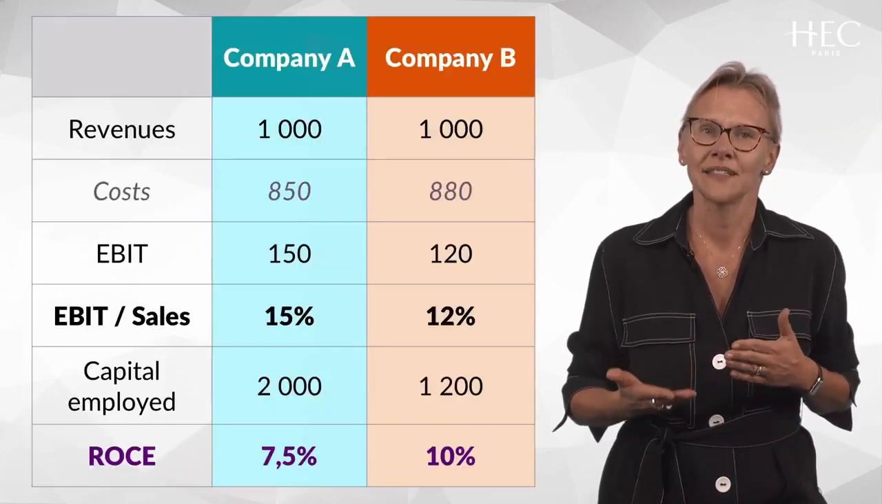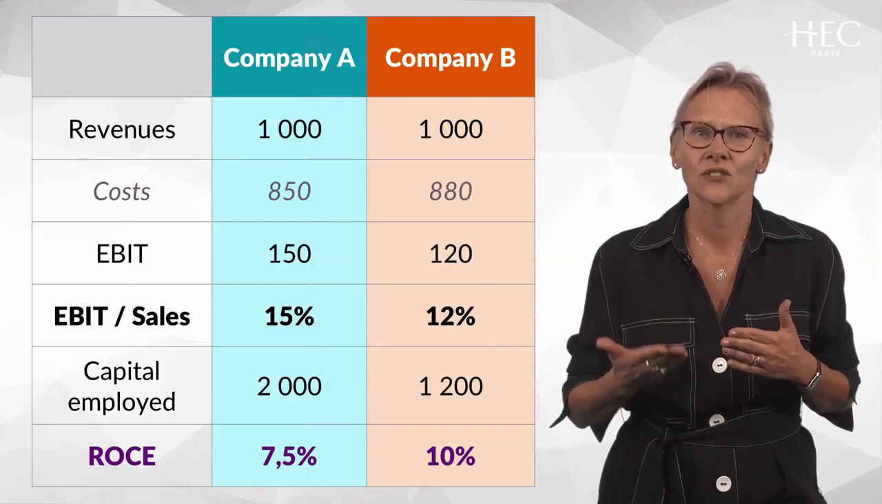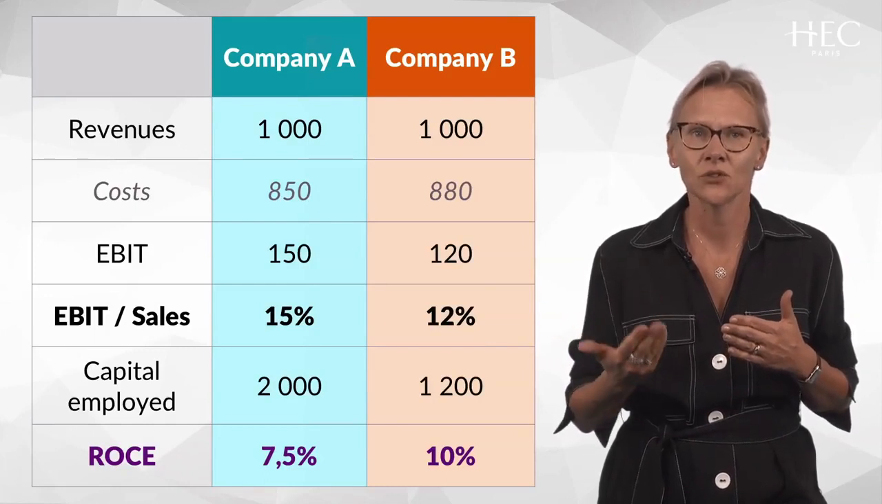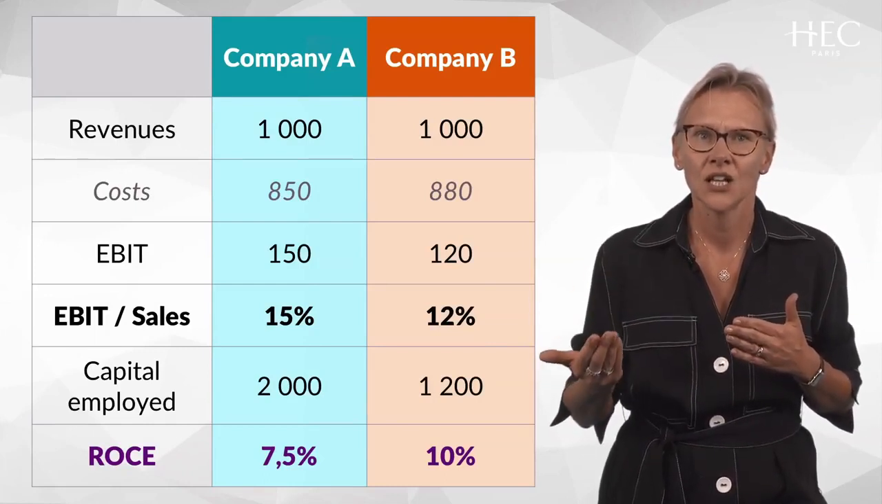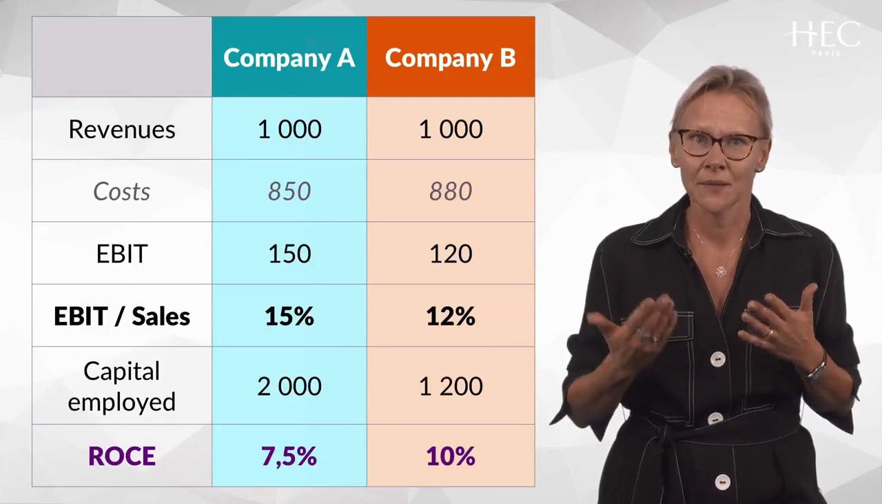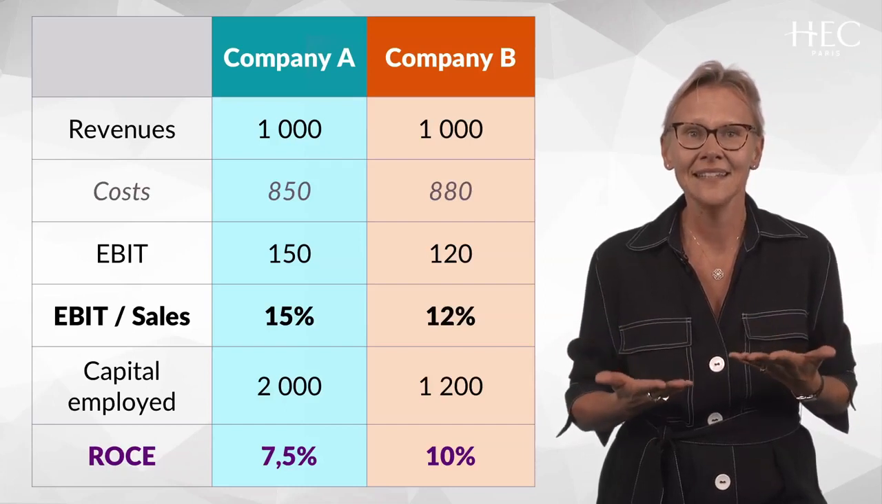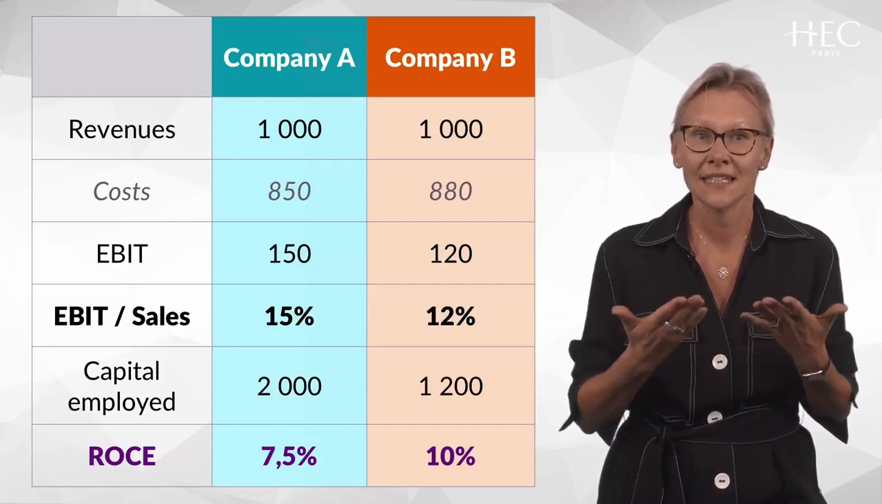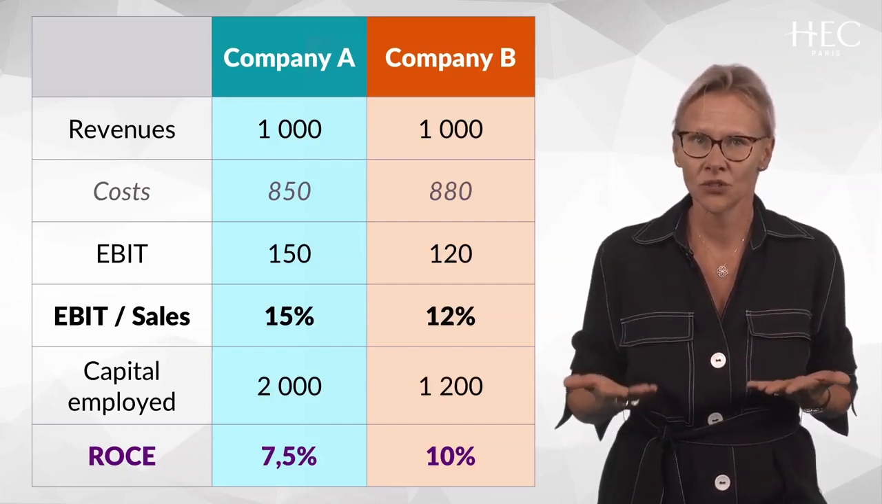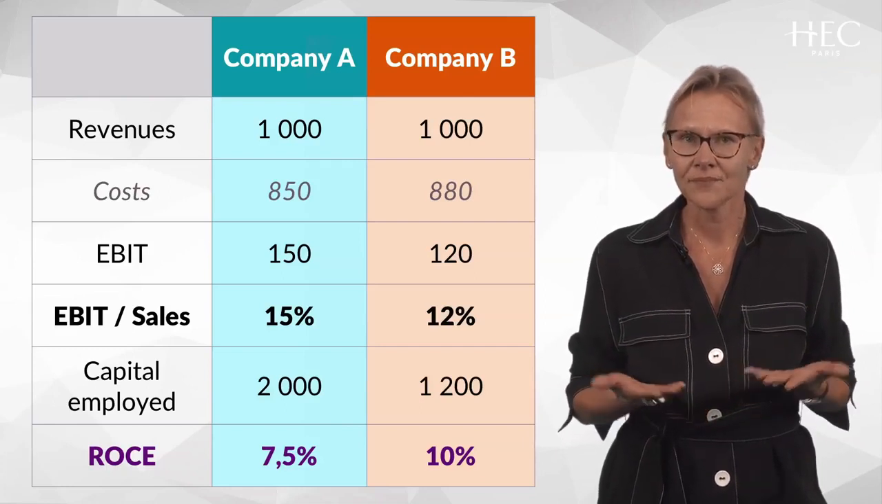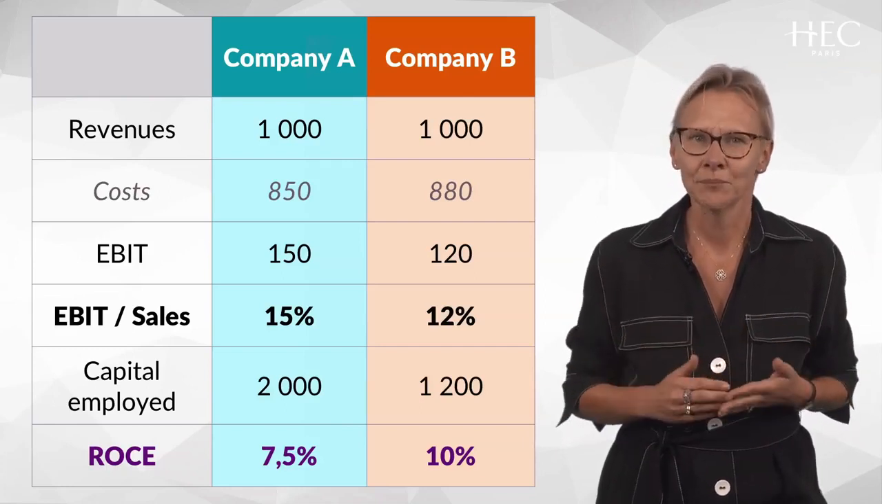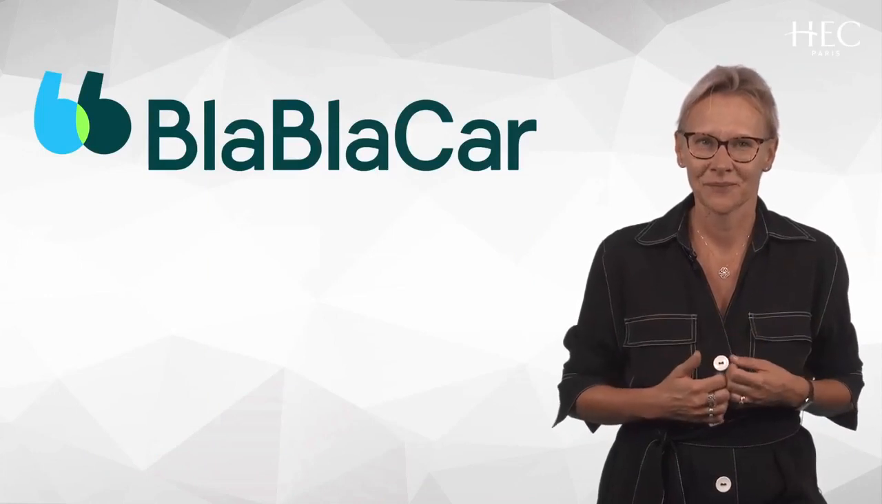In our example here, company A has 2,000 of capital employed and B only 1,200. So if I divide the EBIT by the amount of capital employed, I get my ROCE and I see that the most profitable company is B, despite a lower EBIT over sales. Let's consider two real examples that we have discussed before.